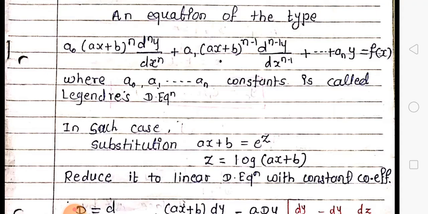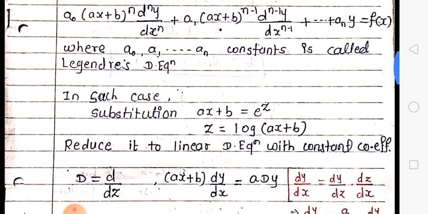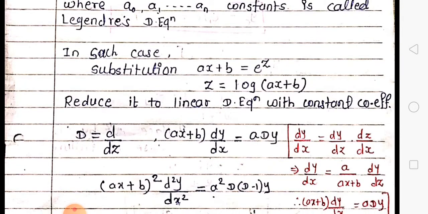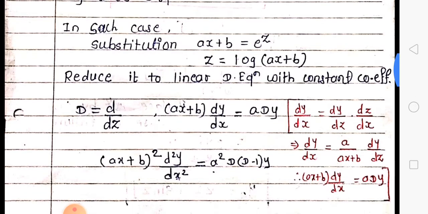If we substitute ax+b equal to e raised to z, then we get z equal to log of (ax+b). With this substitution, we find the value of dy/dx. dy/dx is equal to dy/dz into dz/dx. We write this form of dy/dx because z is given in terms of x. We want the value of (ax+b) into dy/dx, therefore we write it in this way.